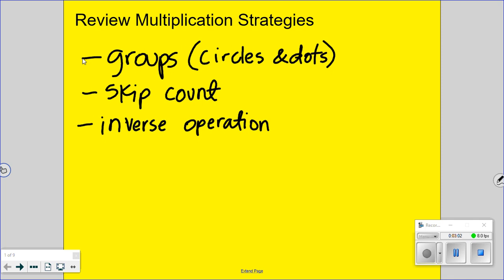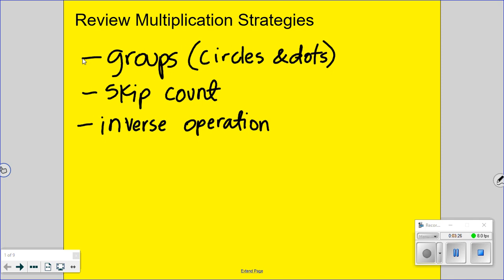Anything else that we remember using? Add some. Oh wait. We got groups. Rogan? Skip counting. We got that one. Yep. Not in multiplication, no.